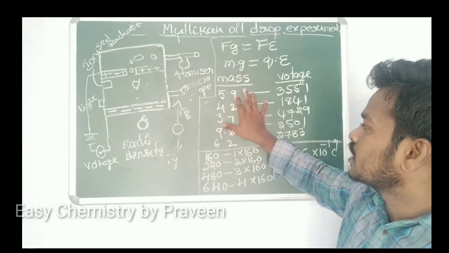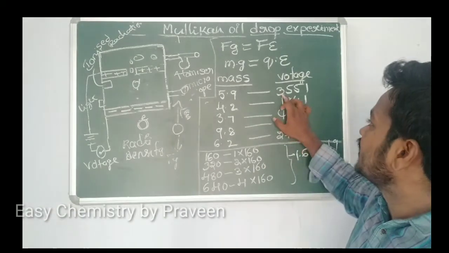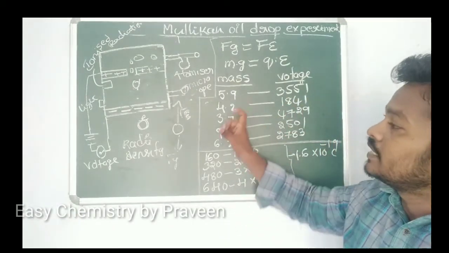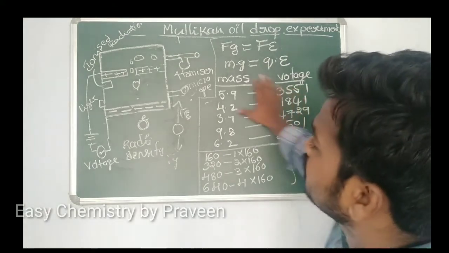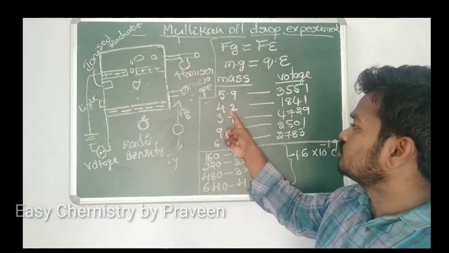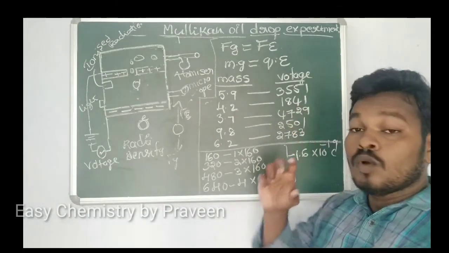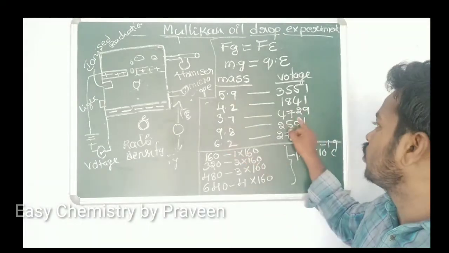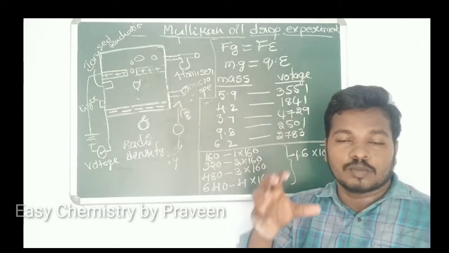So the mass is like 5.9 into 10 to the power of minus 15. When the mass is 5.9, how much voltage is required to adjust it such that it will become suspended in between the two metal plates? With a mass of 4.9 into 10 to the power minus 15 kg, how much voltage is required to make the oil droplet suspended? 1841, 3.7, 4729, 9.8. That means different masses of the charged particles.